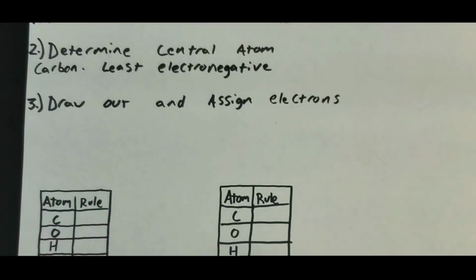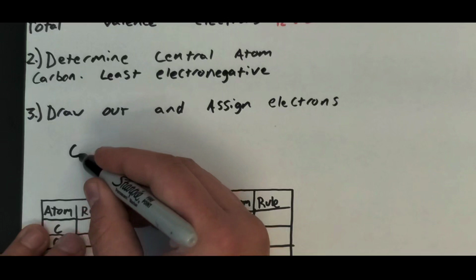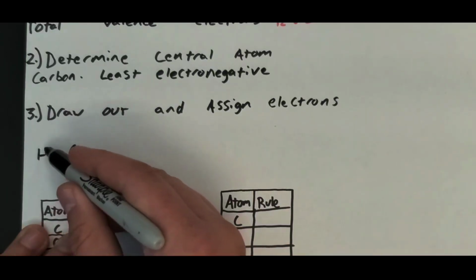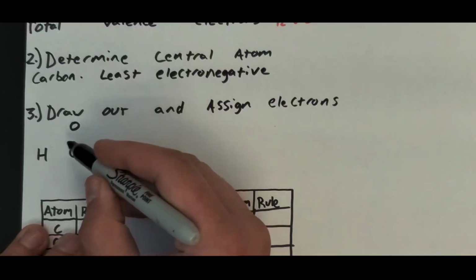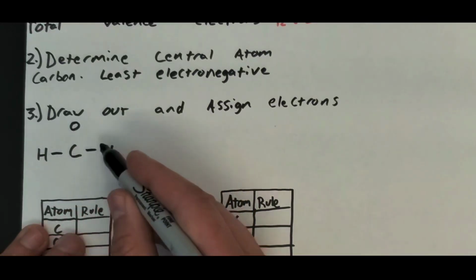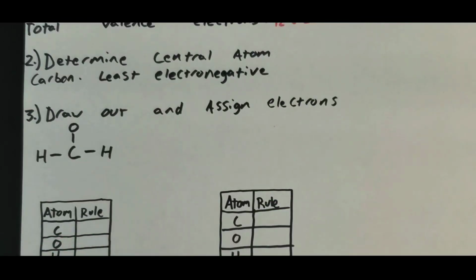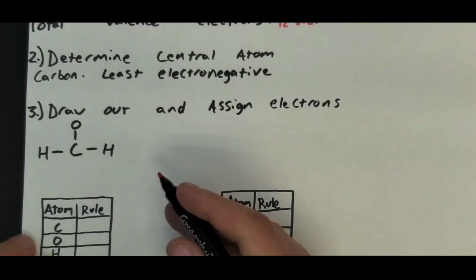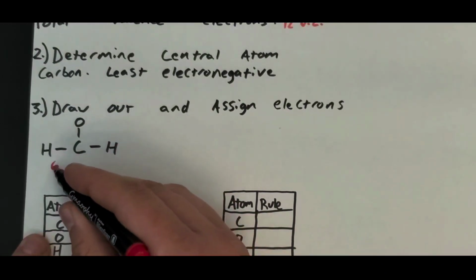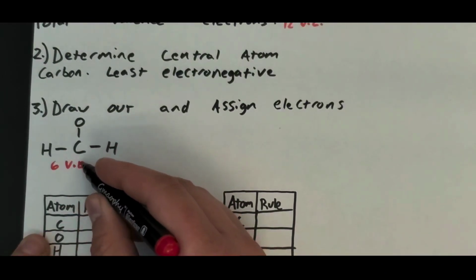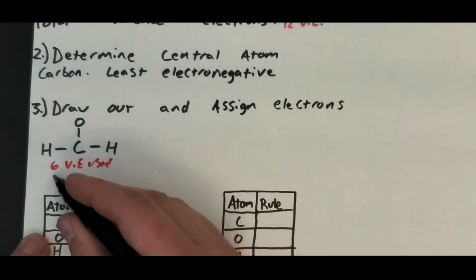And now we can start to draw this out. So we'll start by putting down carbon in the middle, hydrogen, hydrogen, oxygen. Draw in our first initial bonds. And let's count up our electrons. So we've used 2, 4, 6. That means we have 6 left.